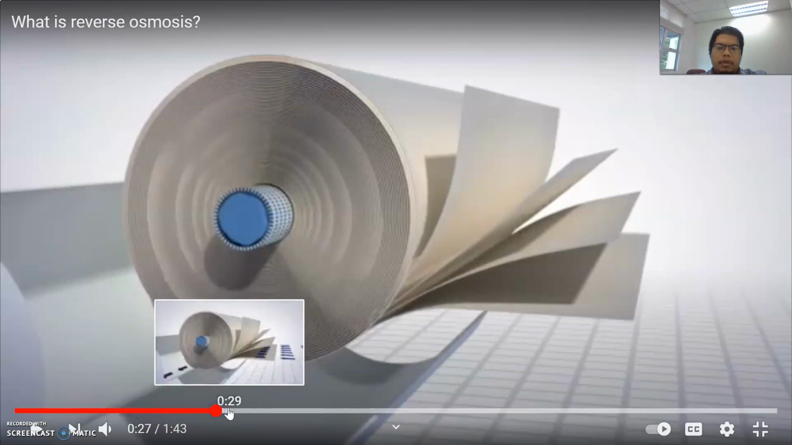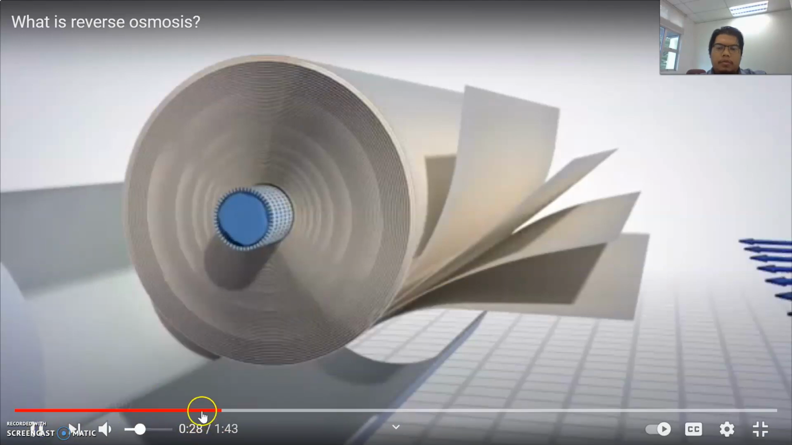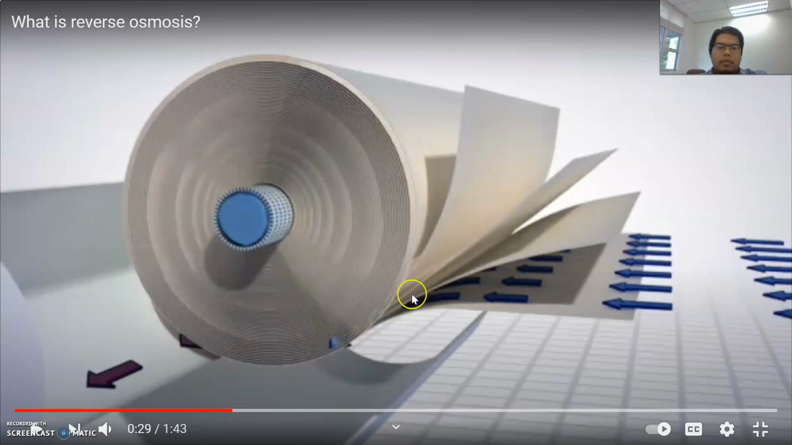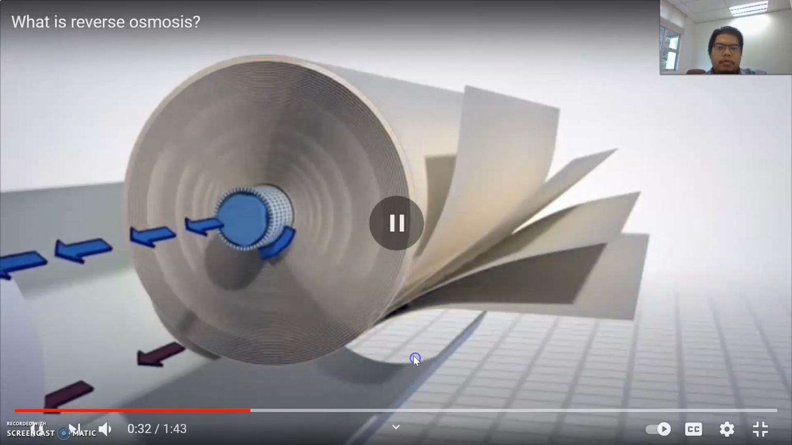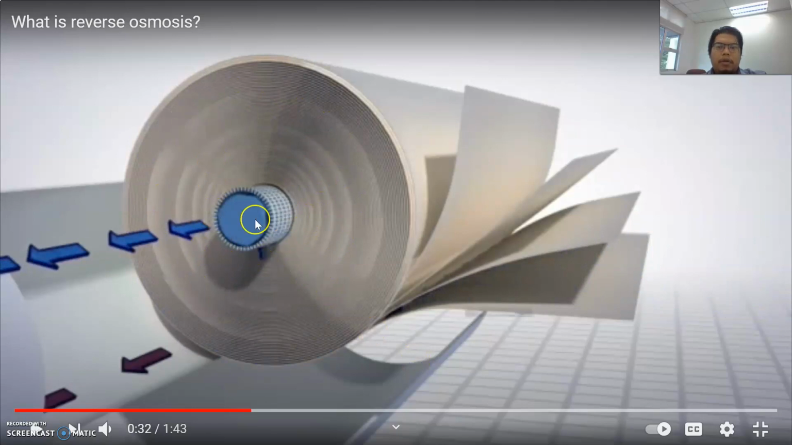So this is how it works. Here is the layer of membrane that we have, and here is the water that we put into the membrane. It will flow all around the membrane and be collected in this tube, because it's the permeate, or the solution of our water, and then it goes to the tank. So we will collect it later and do another process.